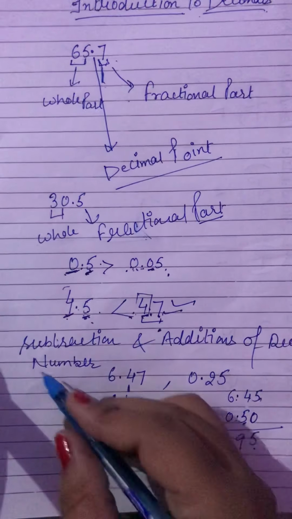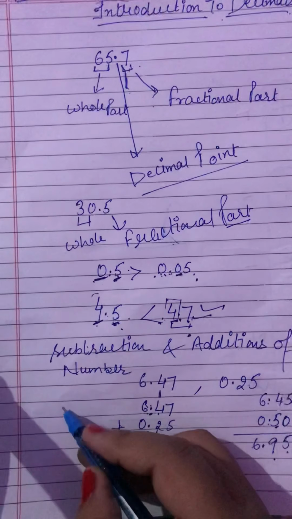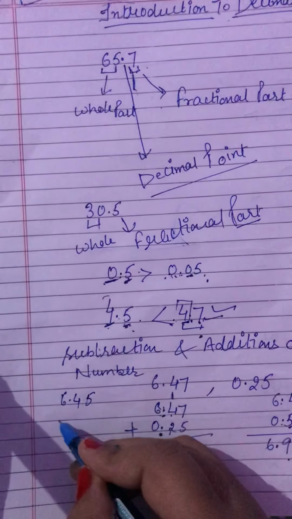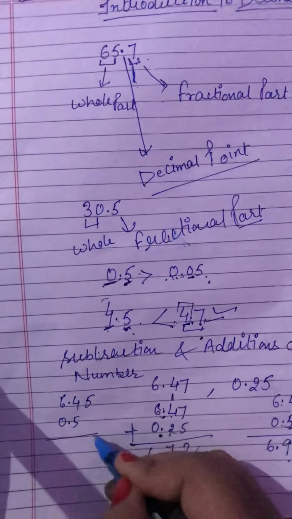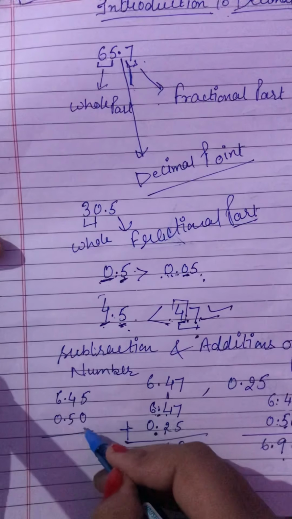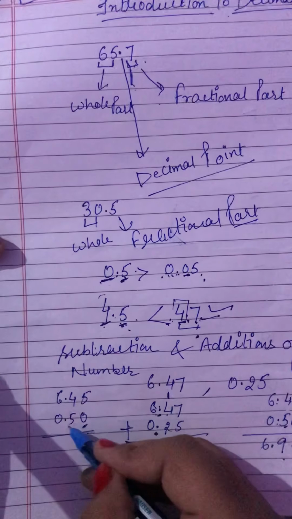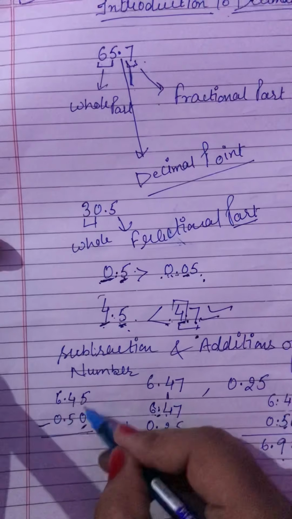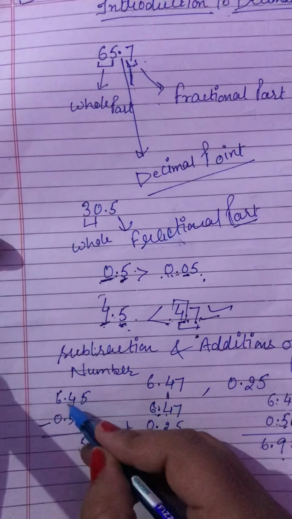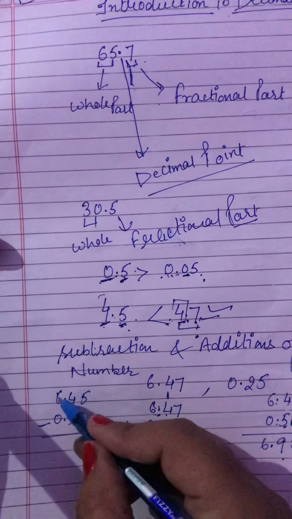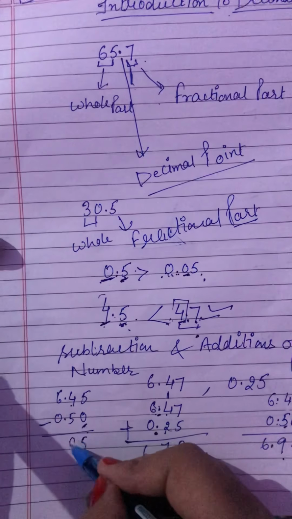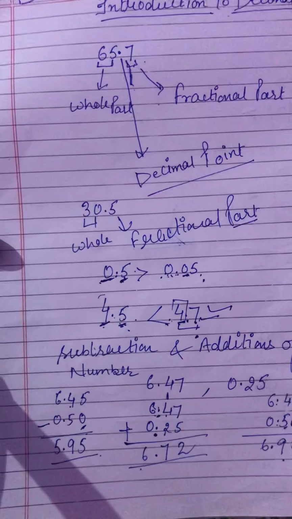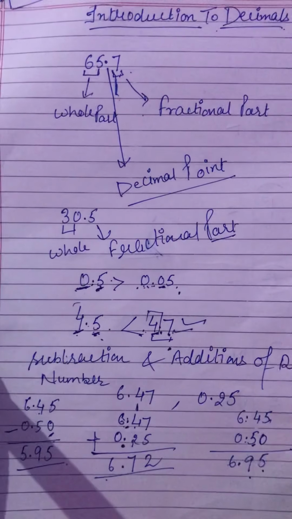And again, if we are to subtract decimal numbers, 6.45 and 0.5, how can we subtract it? 5, again here is 0, there is no meaning of 0 after the decimal point, so we can subtract 5 minus 0 is 5. 4 minus 5, we are to take a borrow, 14 minus 5 is 9, and here will be 5, so it will be 5.95. In this way we can subtract and add decimal numbers.